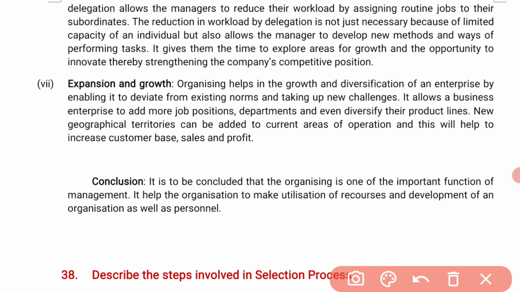With the help of organizing, the growth of an organization is made, and the expansion of the business, which allows the business enterprises to add more job positions, departments, and even diversify their product lines, which is helpful to increase the customer base, sales, and profit. So these are the 7 importance of organizing. Then this question is to end with the conclusion: organizing is one of the important functions of management. It helps the organization to make utilization of resources and development of an organization as well as personnel. So this is about the 37th question.